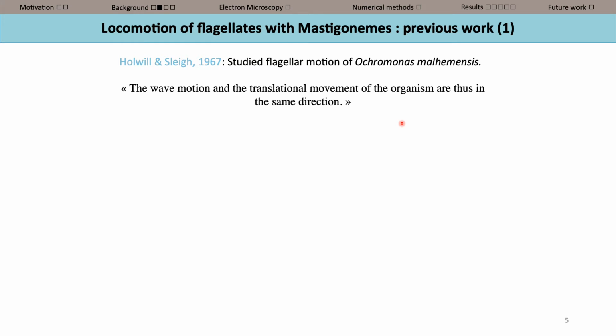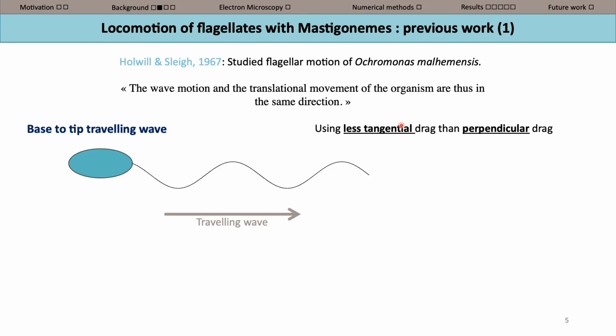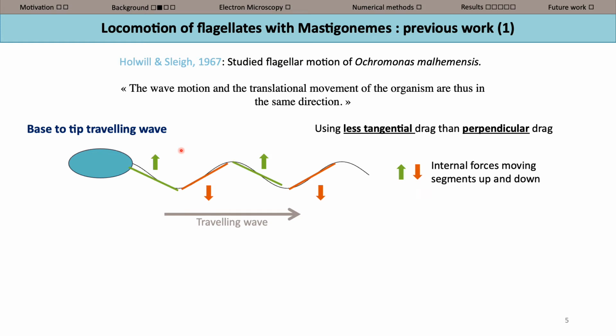For example, if we have a base to tip traveling wave in a flagellate organism, let's say sperm with a slender body, we can divide its flagellum into different segments. When the wave is traveling along the segments, the material points will be pushed up or down, depending on if they are in the red or the green sections. But the resulting drag of the flagellum implies the resulting motion of the whole organism.